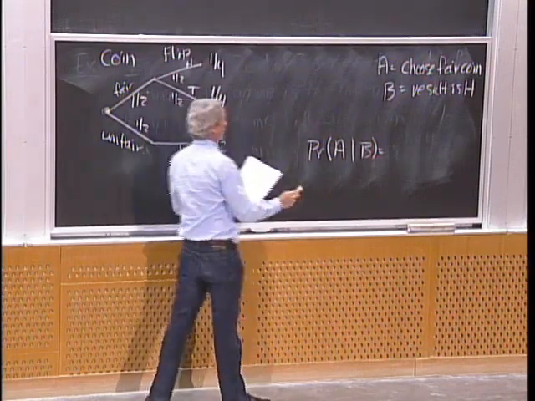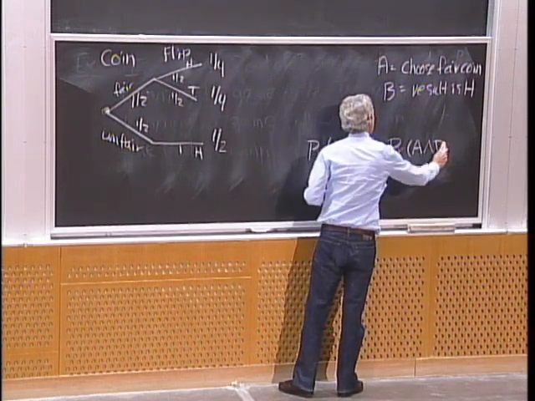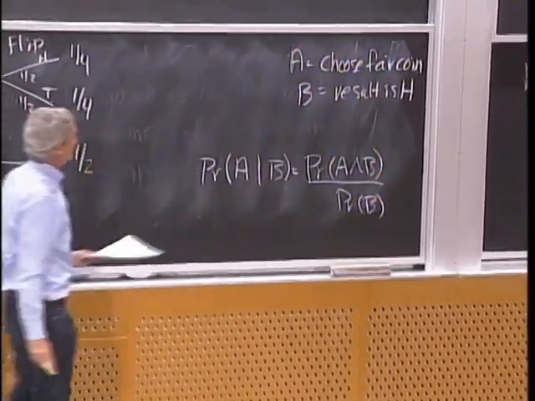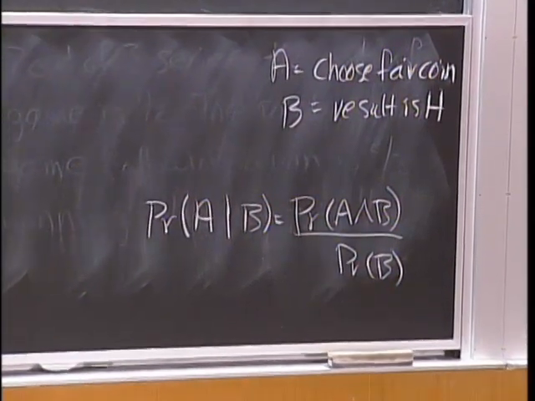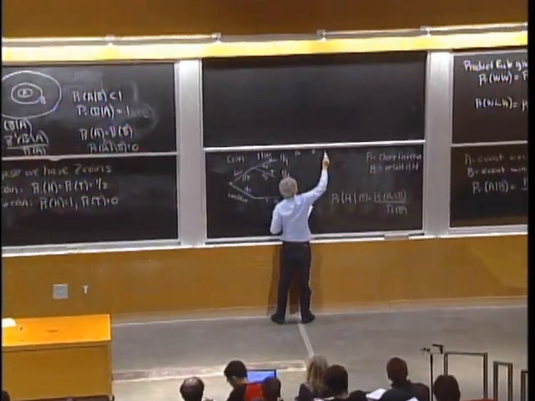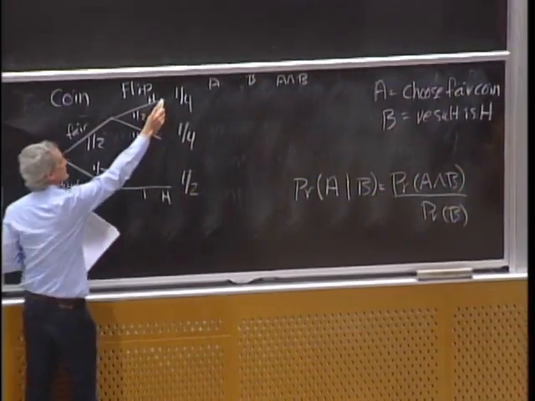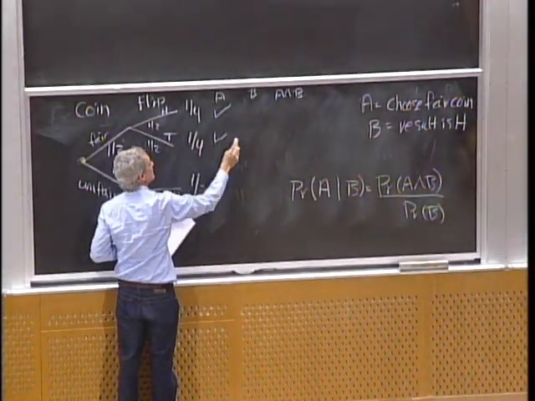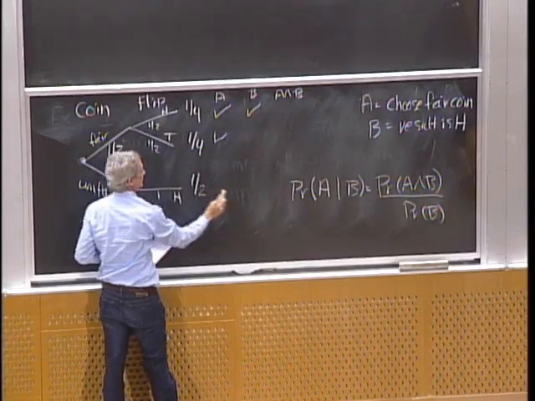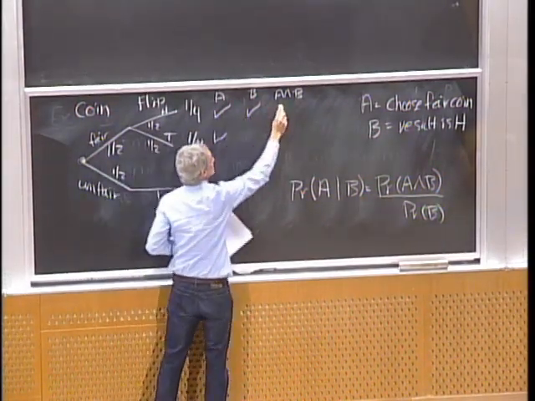So to do that, we plug in our formula. That's just the probability of A and B over the probability of B. And to compute that, I've got to figure out the probability of A and B and the probability of B. So I'll make my diagram. A here, B here, A and B. A is the event I chose the fair coin. That's these guys. B is the event the result is heads. That's this one and this one. And A intersect B, that's the only point.